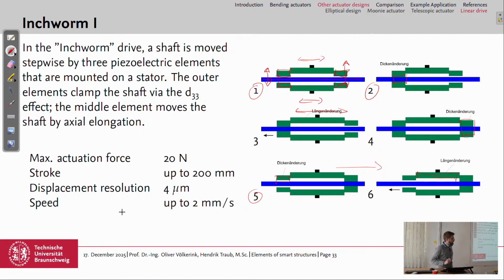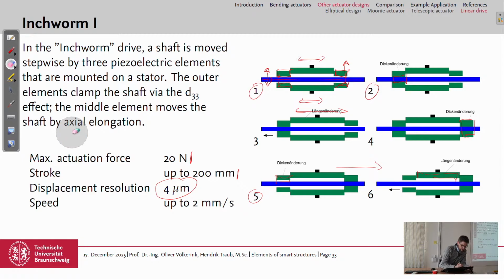The maximum actuation force is not high, 20 newtons, but we can have strokes depending on the rod length of up to 200 millimeters, and it has really a high resolution of 4 micrometers for the displacement, and speeds up to 2 millimeters per second.